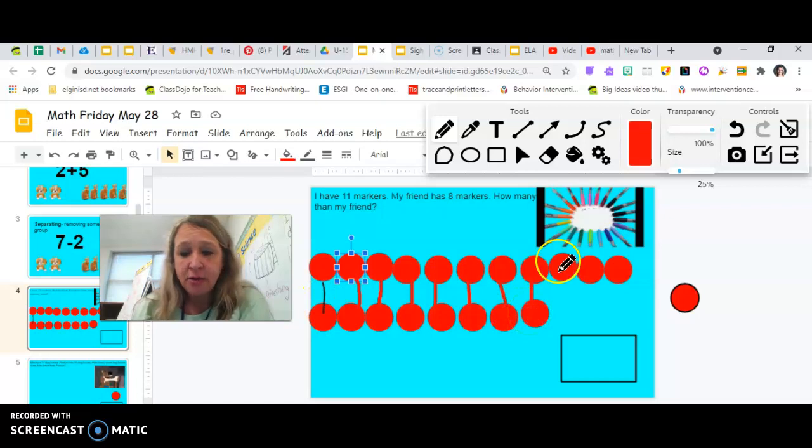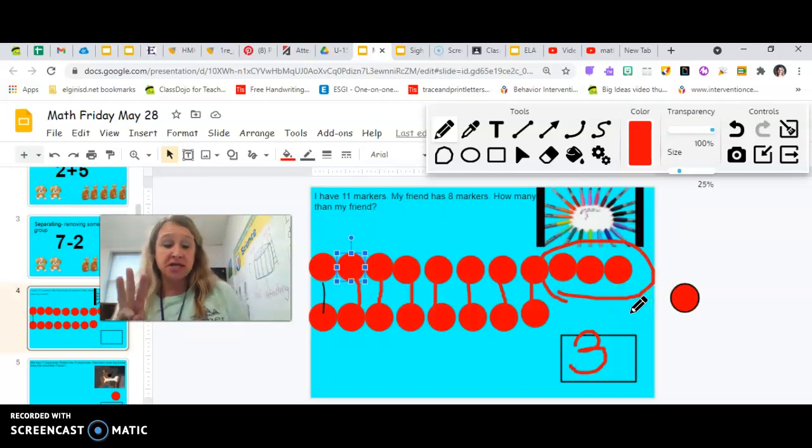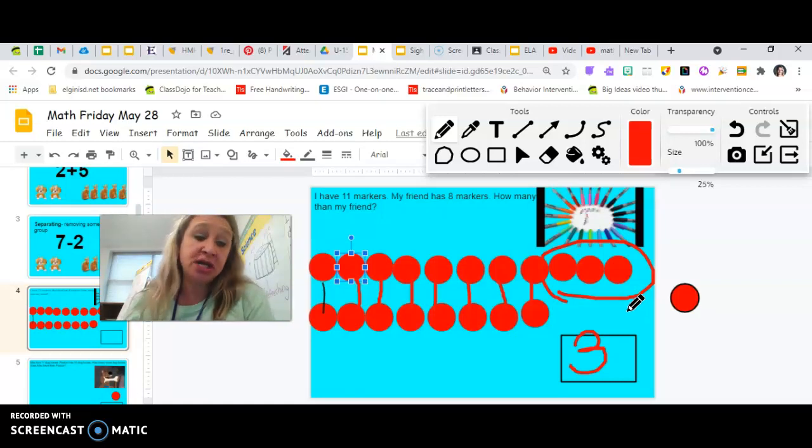Okay? How many do I have that she doesn't have? Right, 3. I have 3 more than my friend. I have 3 more markers than she does. So that is the difference, 3. Because I only have 11 and she has 8. So I have 3 more than she does.